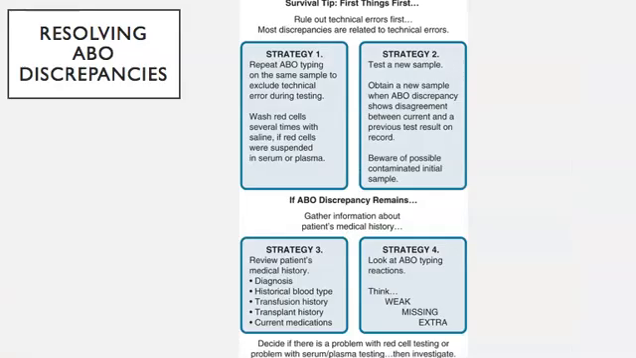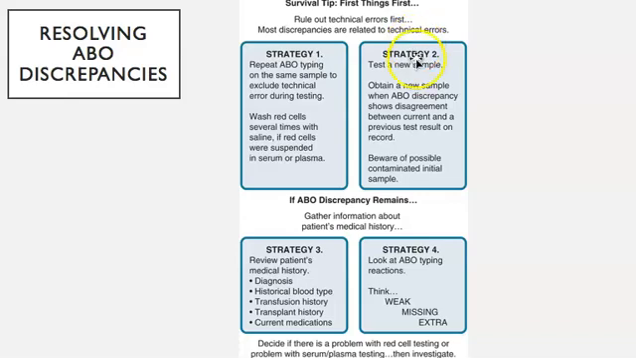Okay, so resolving some of the ABO discrepancies. The first thing you have to do is rule out those technical errors. Most discrepancies are related to technical errors. So go back and check everything that you've done. Did you identify the patient properly? Did you use the correct reagents? Did QC work properly? So check all of that first.